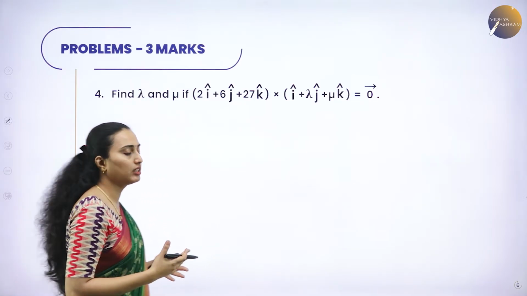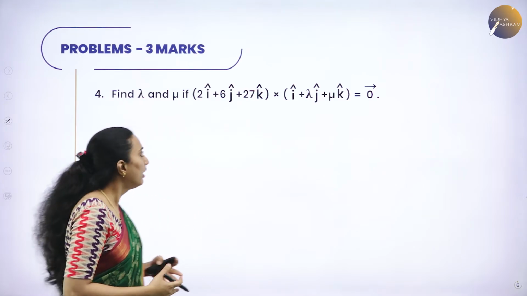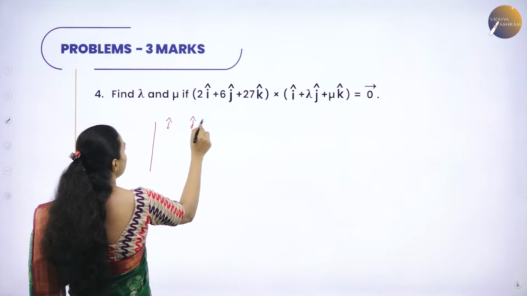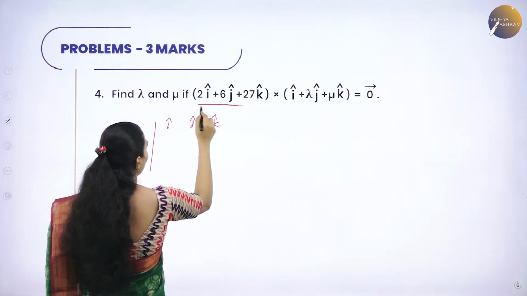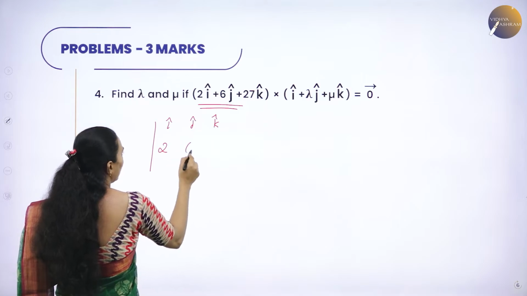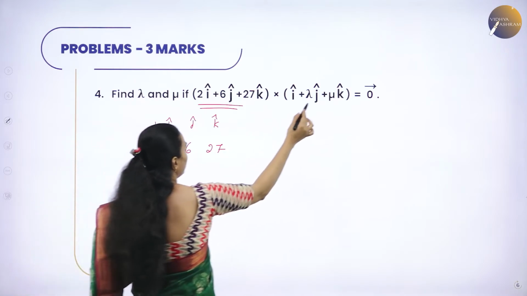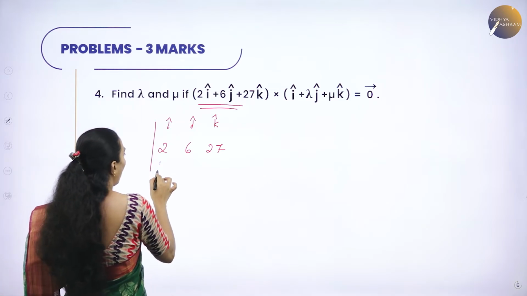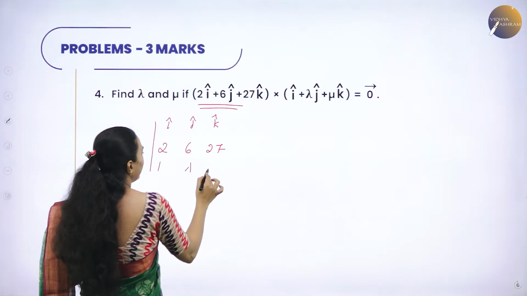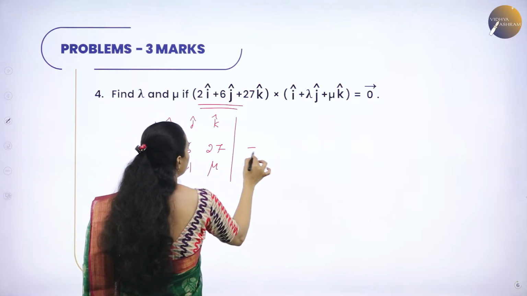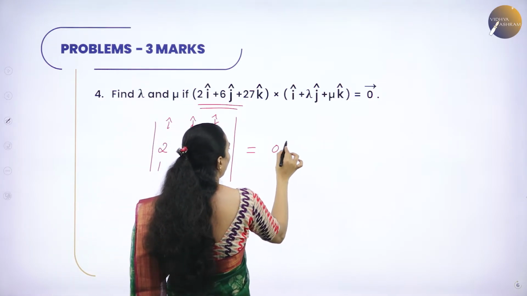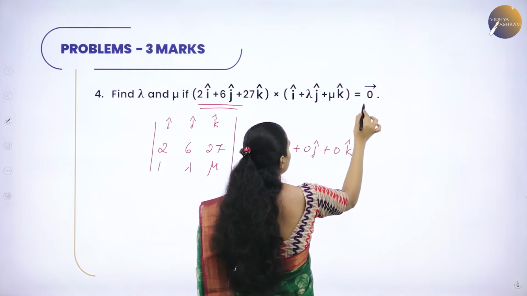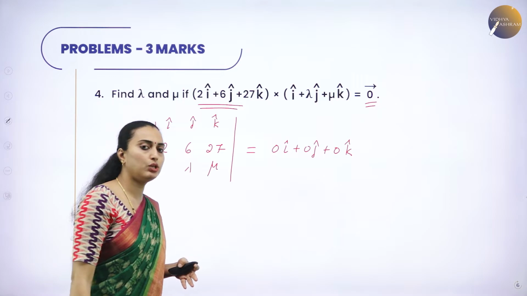Now, cross product is nothing but taking the determinant. Let us take the determinant. Since they have given, the first row will be i j k, the second row will be 2, 6 and then 27. The third row will be the coefficients of i j k, which is 1, then lambda and then mu, which will be equal to 0i plus 0j plus 0k. Correct, because they have asked you to equate it to the 0 vector.